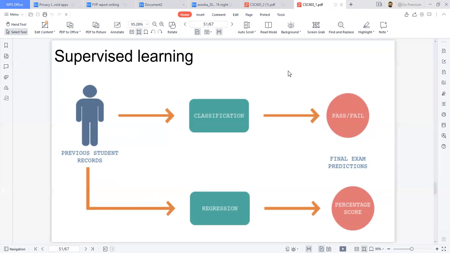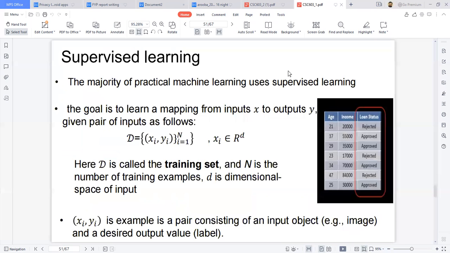Here, if you can see, it's the loan status: rejected, approved, rejected, approved. Because there are only two categories, we will apply classification. If income were our target variable, in that case it would be a regression problem.